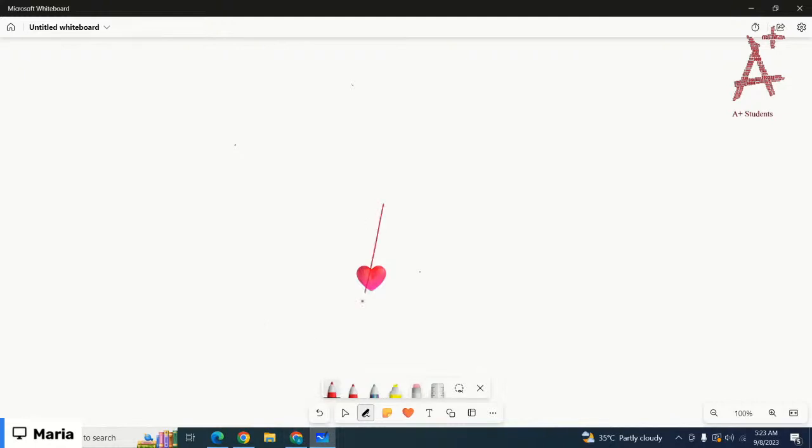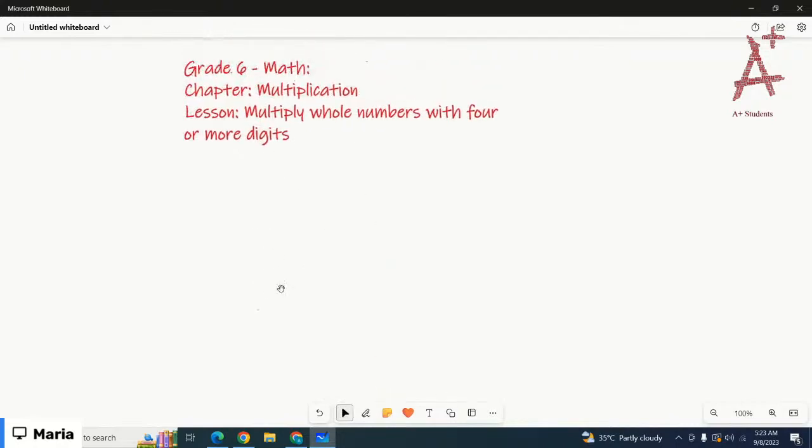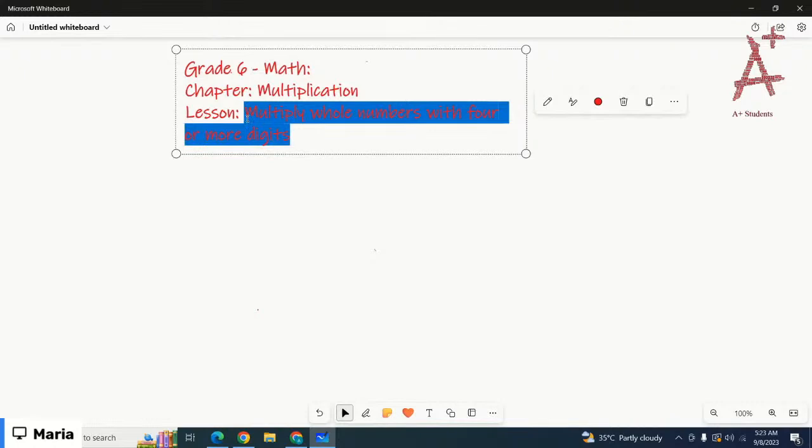Okay, so let's just start with the next lesson. If you need more help with the lesson, you can either contact the tutors or you can search the channel for the lesson, right? Let's just start with the next lesson from the same chapter, and the lesson is multiply numbers ending in zeros.